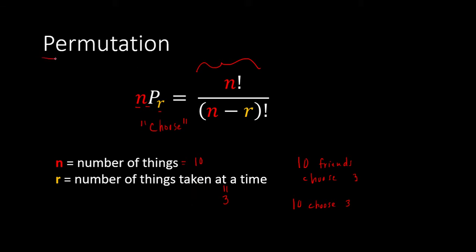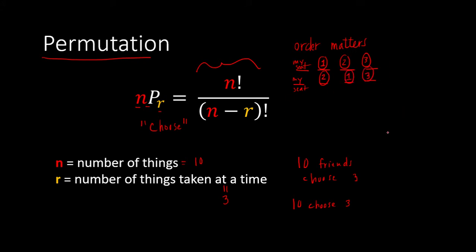Now in permutation, order matters. Which means, let's say we have the 4 seats at our concert. If I take friend number 1, friend number 2, friend number 3, and this is my seat, then this would be different than if I had my seat here and took number 2, number 1, number 3 like this. So notice that the seats are different. So not only the 3 friends, but it includes the 3 seating arrangements. So with permutation, order matters.